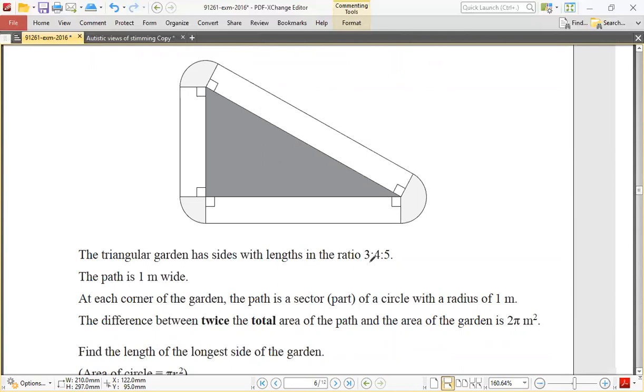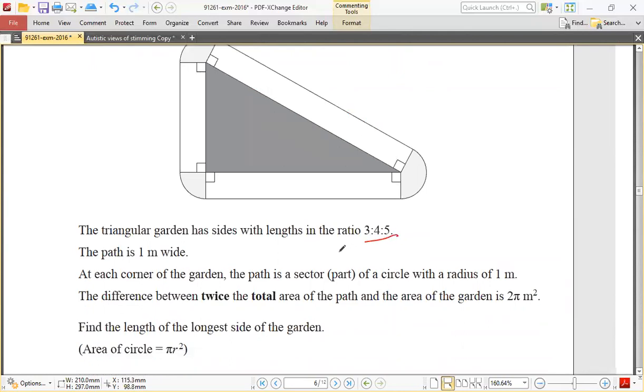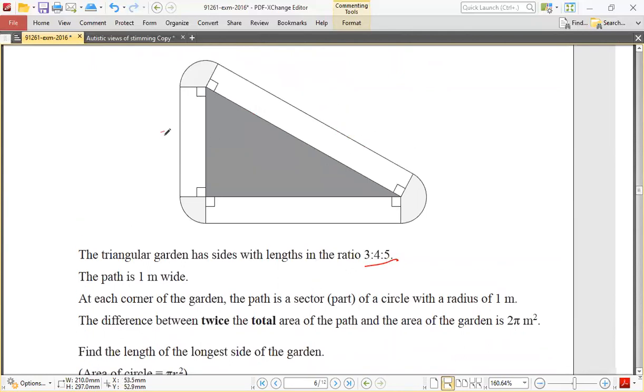So we're dealing with a ratio, which means that's 3, that's 4, and that's 5. The ratio, longest one. So what else do we know? The path outside is 1 meter wide. So we know that is 1. So the width of that is 1, and the width of that is 1. So it's all 1.